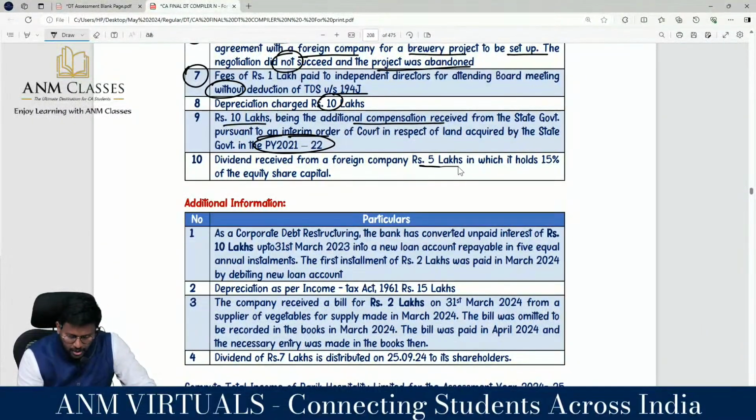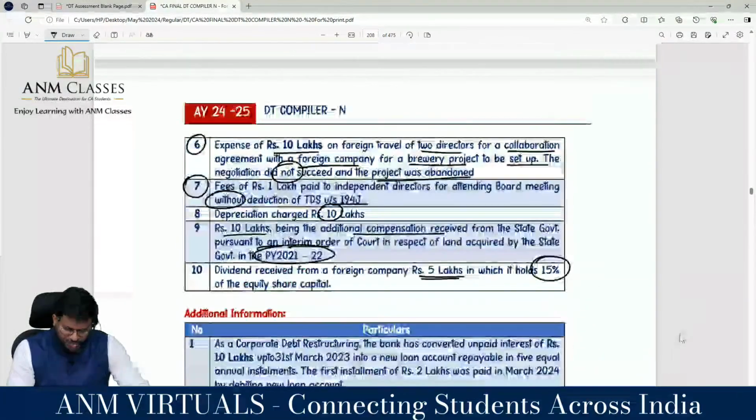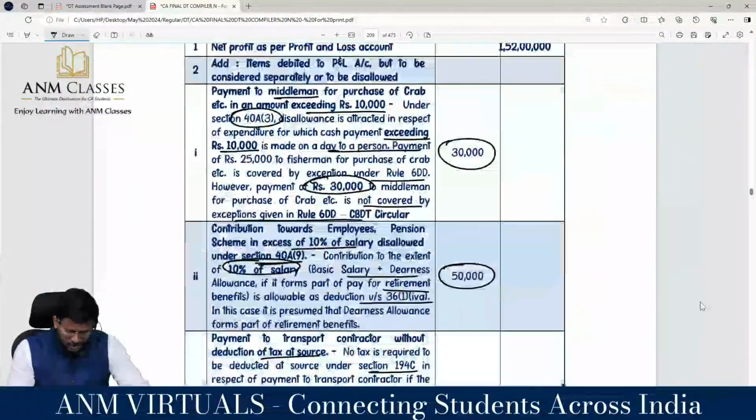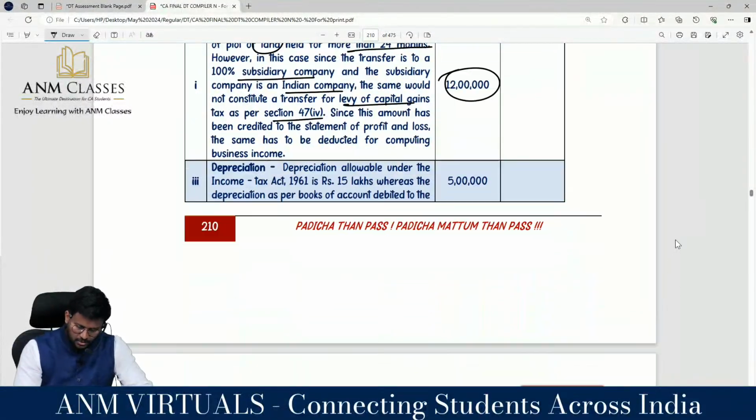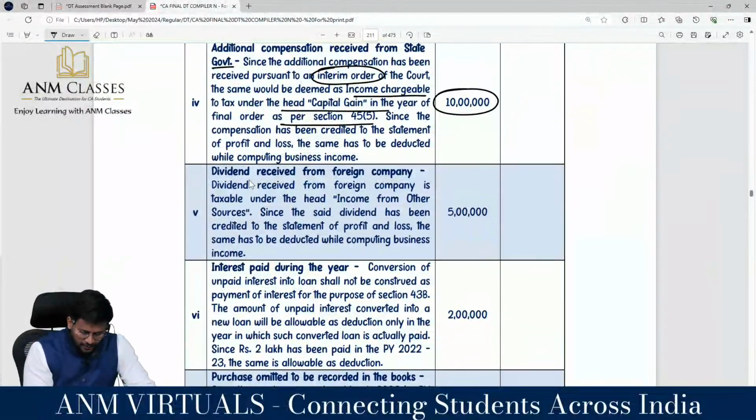Dividend received from a foreign company, 5 lakh, in which it owns 15% of the equity share capital. Dividend will be taxable under the head income from other sources. So this 5 lakh has been credited to the P&L account. Whether I have to remove that 5 lakh? So, sir, dividend received from a foreign company is taxable under the head income from other sources.